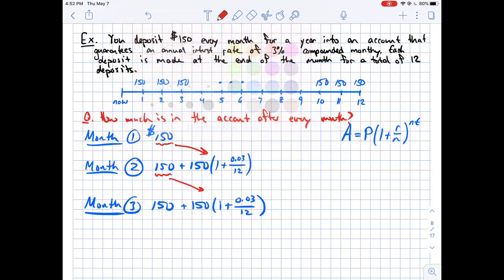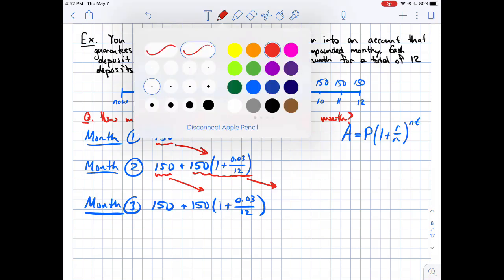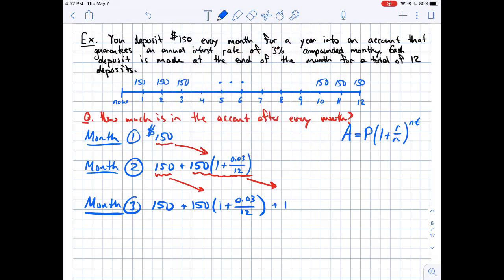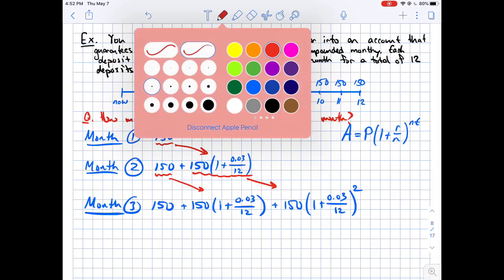And we also have this whole amount that has now earned interest for another month. So that's going to be that amount, but it's going to earn interest again. So what we're going to do is square that. Okay, so now we have these 3 different amounts.